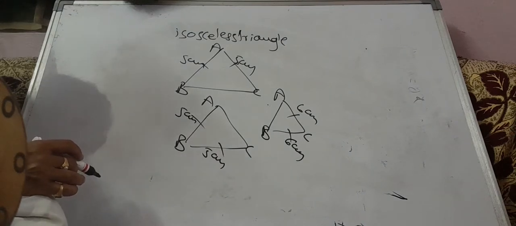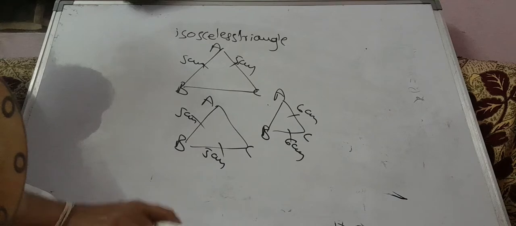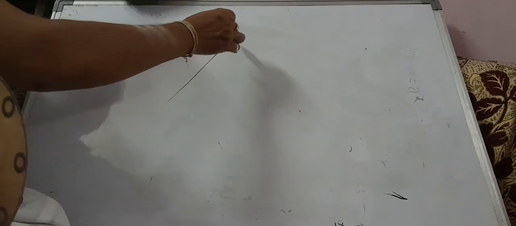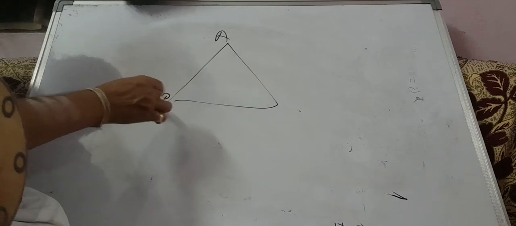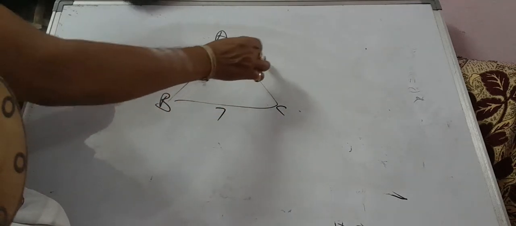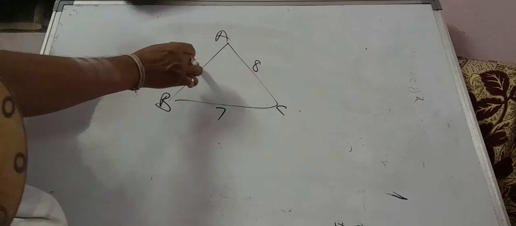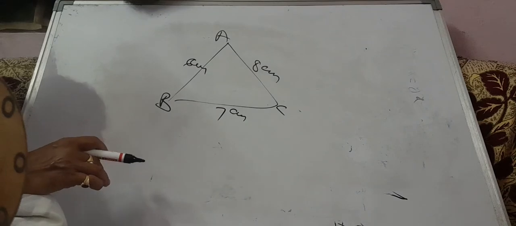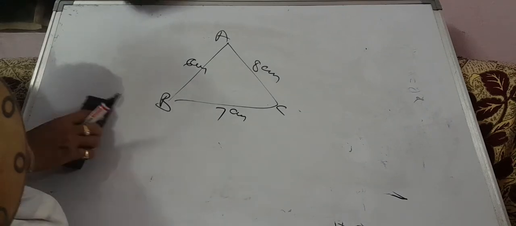These basics are not only useful for 7th class students, 8th class students also, because you have to start the problems of linear equations. In linear equations you have to discuss all these things. Okay, then what is a scalene triangle? In a triangle ABC, if all the three sides are different, that is, this is 6 centimeters, this is 7 centimeters, this is 8 centimeters, that is called scalene triangle.